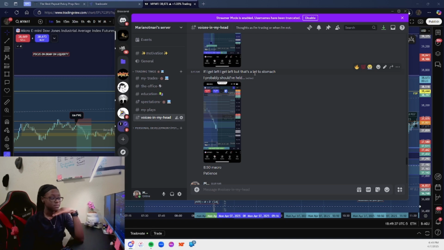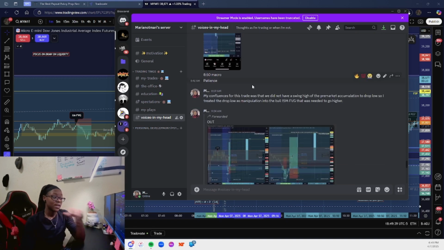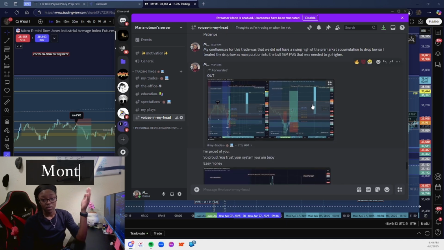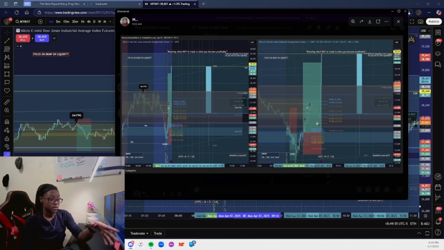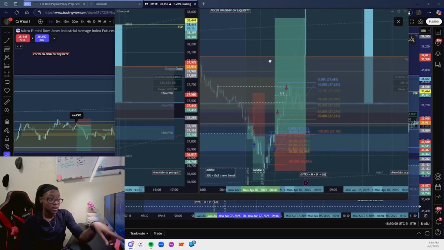8:40 a.m. No cap. The influence for this trade was that we did not have a swing high of the pre-market accumulation to drop low, so I treated the drop low as manipulation into the bullish 15-minute fair value gap that was needed to go high. Mind you, we were sitting inside of the, and this was my trade after it hit take profit. The market was still moving, as you can see. No cap.